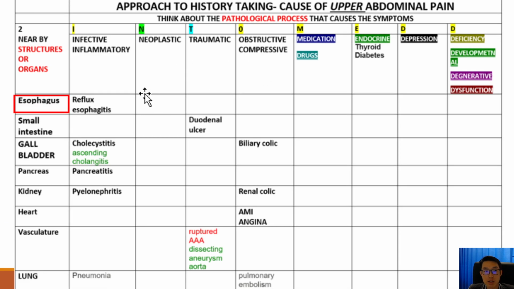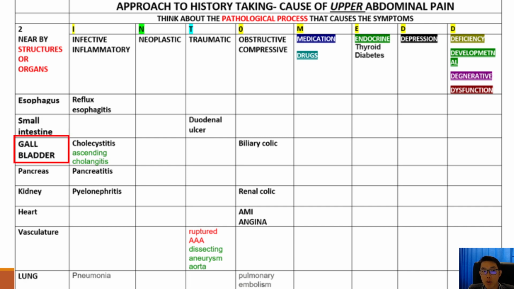The esophagus also can cause upper abdominal pain if it is being inflamed. This usually happens from acid reflux from the stomach into the esophagus, known as reflux esophagitis. Next, we have got the small intestine, which is below the stomach. Duodenal ulcer can also present as upper abdominal pain.